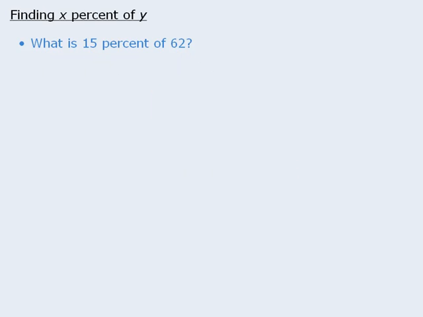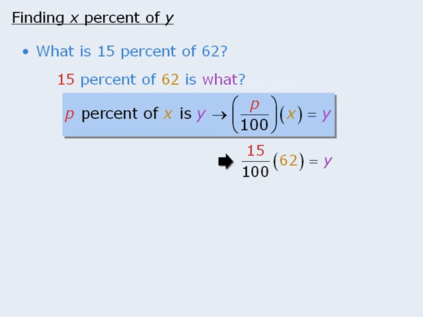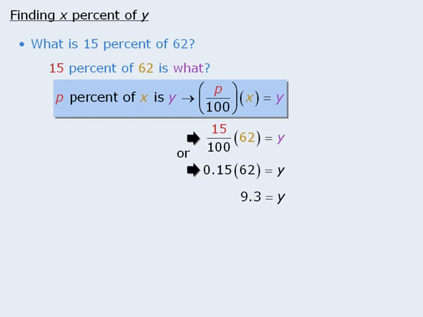Now, another strategy we learned requires us to first rewrite the question in a format that matches the format in this rule. Once we do this, we can plug the corresponding values into the formula to get an equation to solve. Also note that we can rewrite this equation by converting the fraction to a decimal. When we solve either of these equations, we get y equals 9.3, which means 15% of 62 is 9.3.